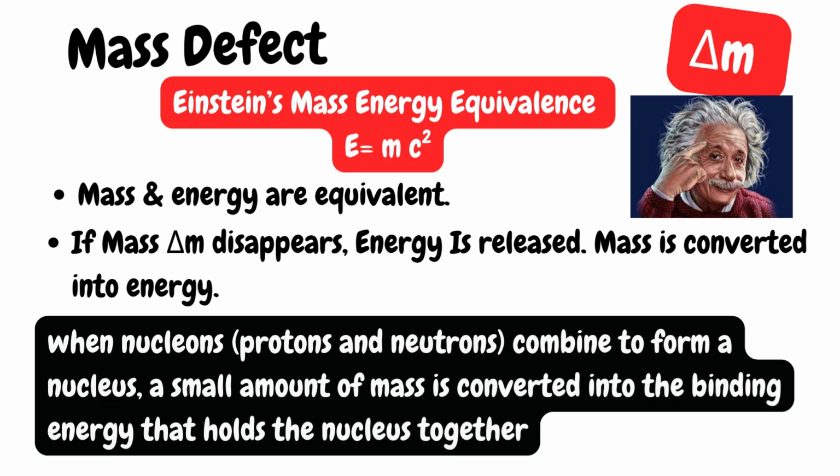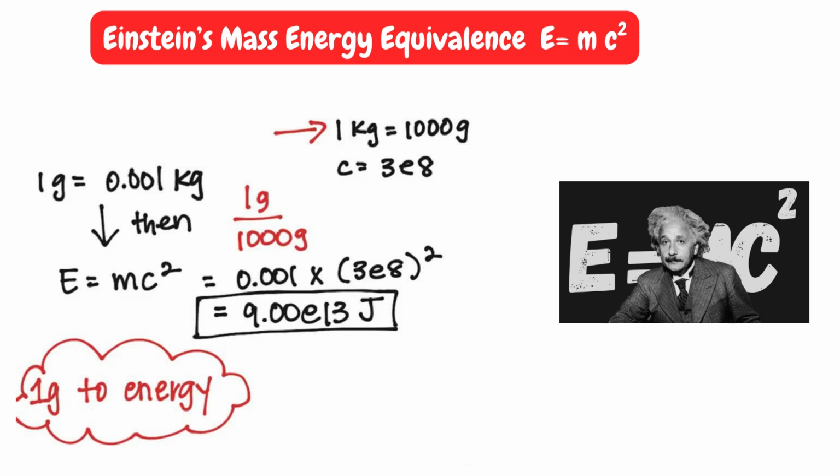Now, to really appreciate the power packed into this equation, you have to look at that c squared part. C, the speed of light, is a gigantic number, and when you square it, it becomes absolutely astronomical. This number on the screen, that's 90 trillion joules. That is the amount of energy you would get if you could convert just a single gram of matter, like a paperclip, completely into energy. It is an immense, almost unimaginable amount of power.